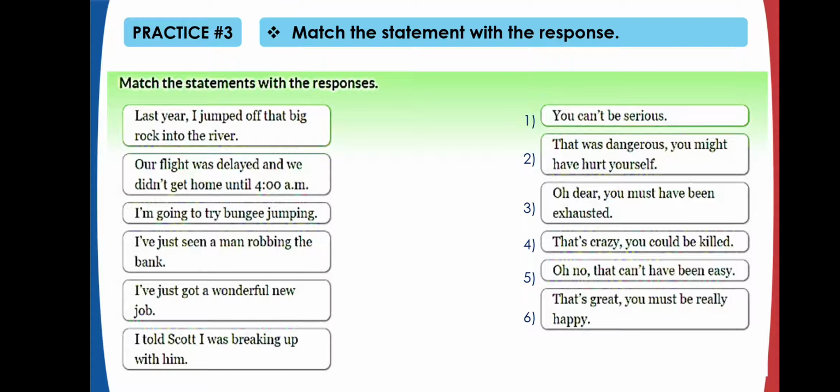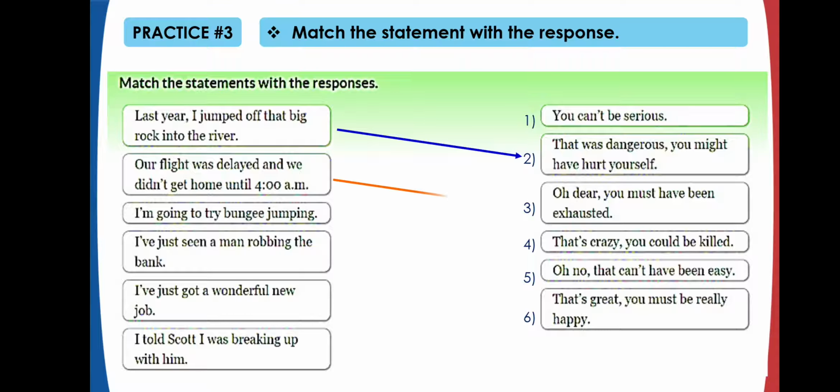Great. Now, let's see here. It says practice number 3. Match the statement with the response. Match the statement with the responses. Okay? So look at this first example. Last year, I jumped off that big rock into the river. That was dangerous. You might have hurt yourself. Okay, so this is a response to that situation.